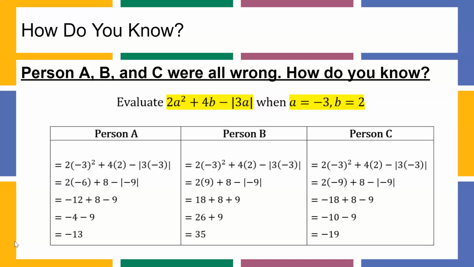Figuring out where each person went wrong and how you know that, and then simplifying it to find the correct answer. You can do this on a piece of paper, on your desk, with each other. You can use Desmos, your calculator, any of those. So I'll give you 5 to 8 minutes to work through that.